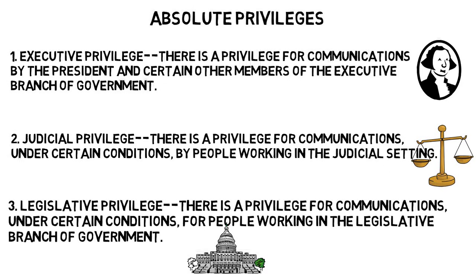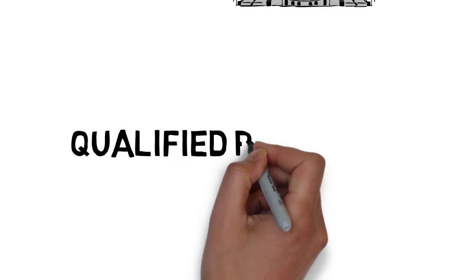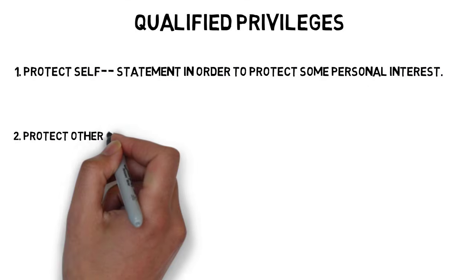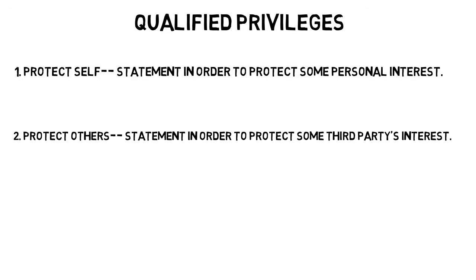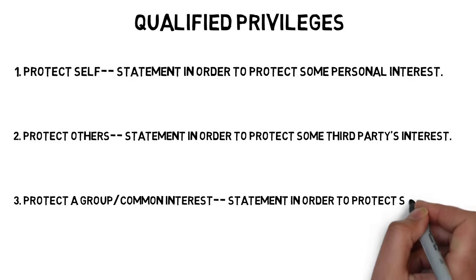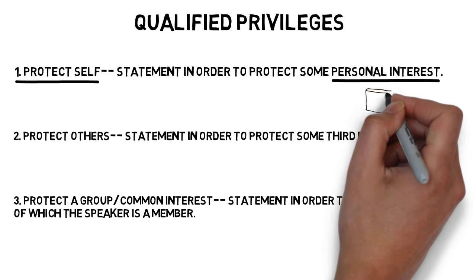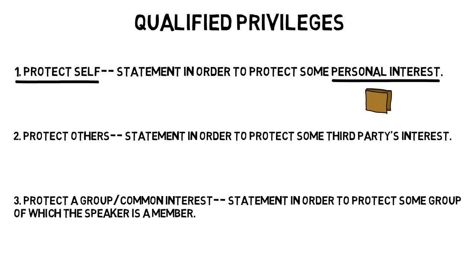And then you have your qualified privileges, and there's three of the qualified privileges as well. You have a privilege to protect yourself, protect others, or protect a group or common interest. When protecting yourself, the speaker may make a statement in order to protect their own personal interests. For example, if you're walking down the street and someone picks your pocket, or you believe someone picked your pocket, and you point to someone in a crowd and say, "That man stole my wallet." Well, you may be mistaken, but you had a privilege because you were protecting your personal interest.